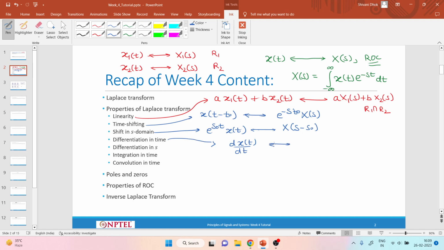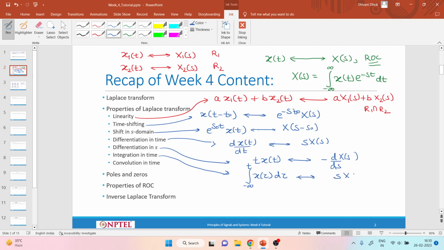Then there was differentiation in time, that is, if I take dx(t)/dt, then its Laplace transform will be simply s times x of s. Then there was differentiation in s, so it was something like this. If I have a signal t into x of t, then its Laplace transform will be minus d/ds of x of s. And the next one was integration in time, that is, if I consider integration of my input signal, then the Laplace transform of this signal will be x of s upon s.